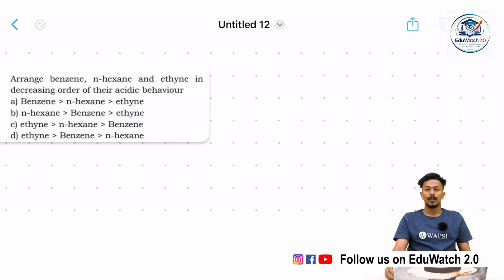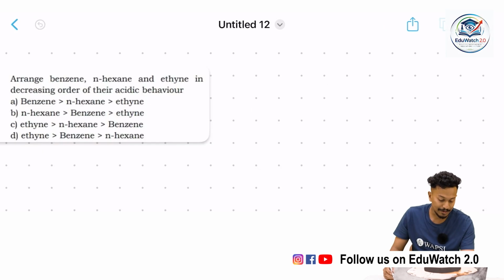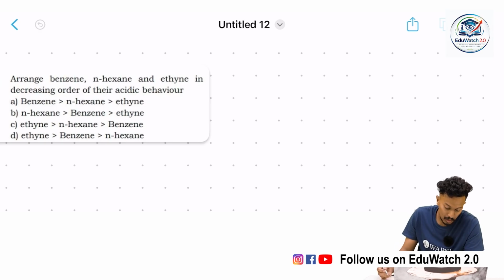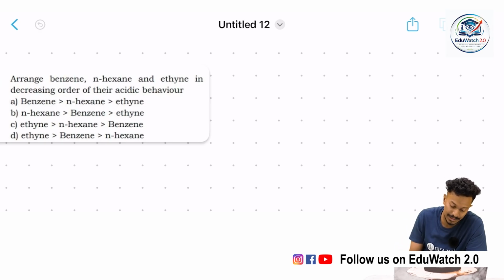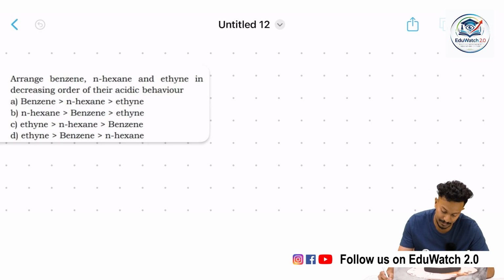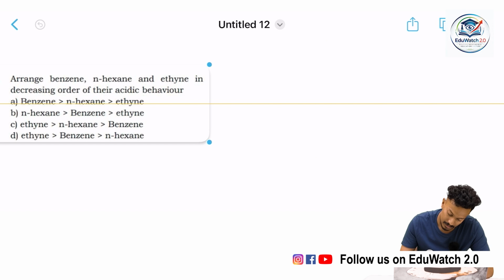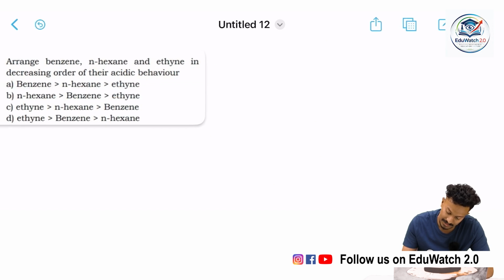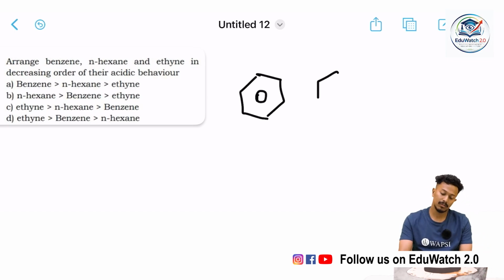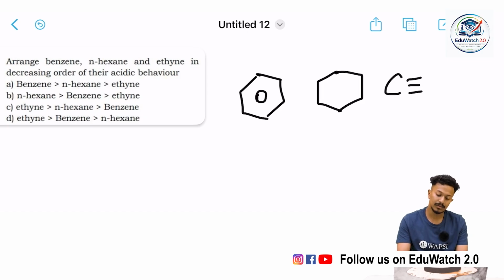Moving on to our next question. Arrange benzene, normal hexane and ethane in decreasing order of their acidic behavior. We can write our given compounds. The given compounds are a benzene ring; we know that benzene is C6H6. We have our benzene ring and normal hexane, without the double bond, and ethane. Yes, this is our ethane.